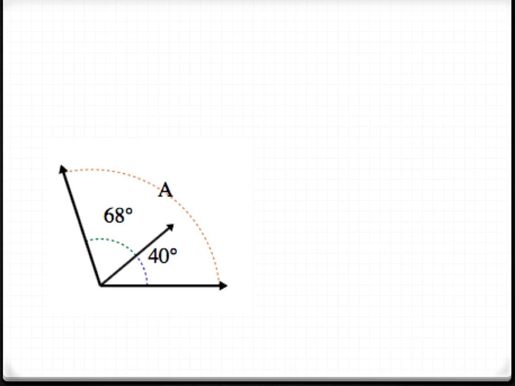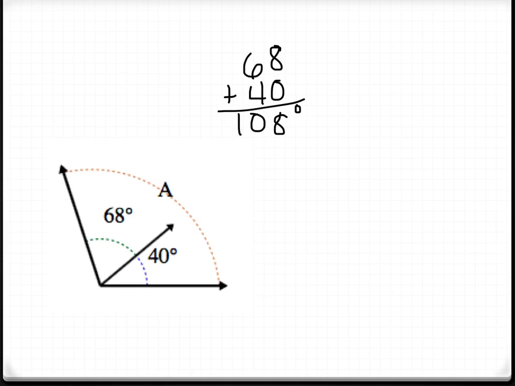Let's look at this picture to start. In here, I see the measure of the blue angle is 40 degrees, and the green is 68. What I need is angle A. To find the measure for angle A, we would add 68 plus 40, giving us a total measure of 108 degrees.